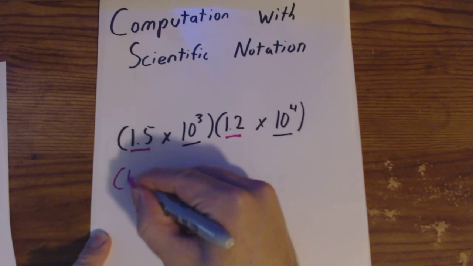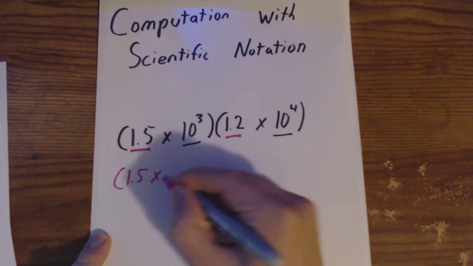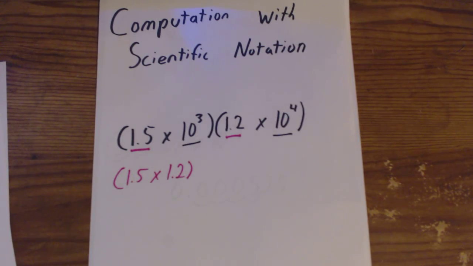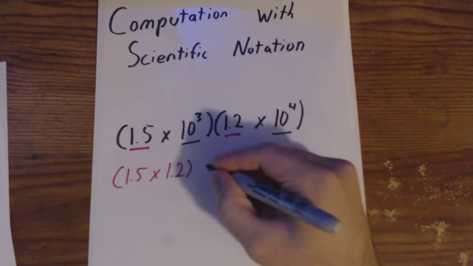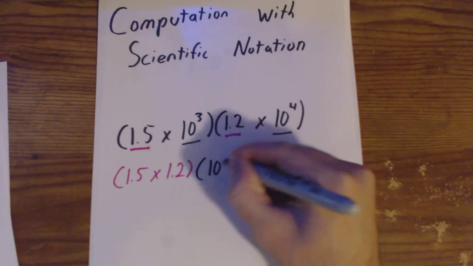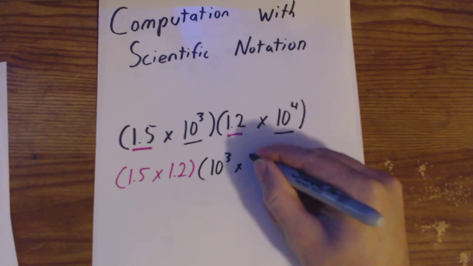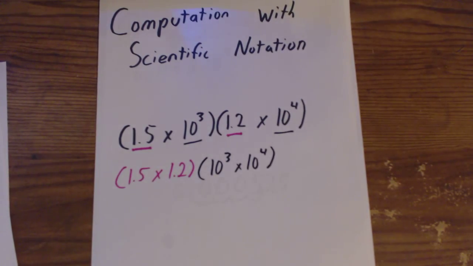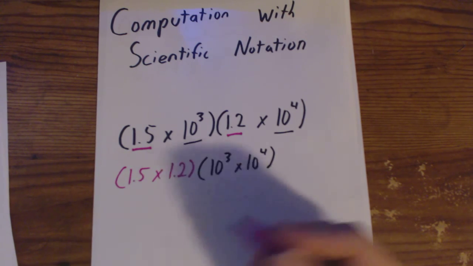I'm going to put 1.5 times 1.2. And then I'm going to take 10 to the third power times 10 to the fourth power. Now remember, this is the associative property of multiplication. We can do this. So now this is looking a little bit easier for us, right? 1.5 times 1.2. Can we solve that? Yes.